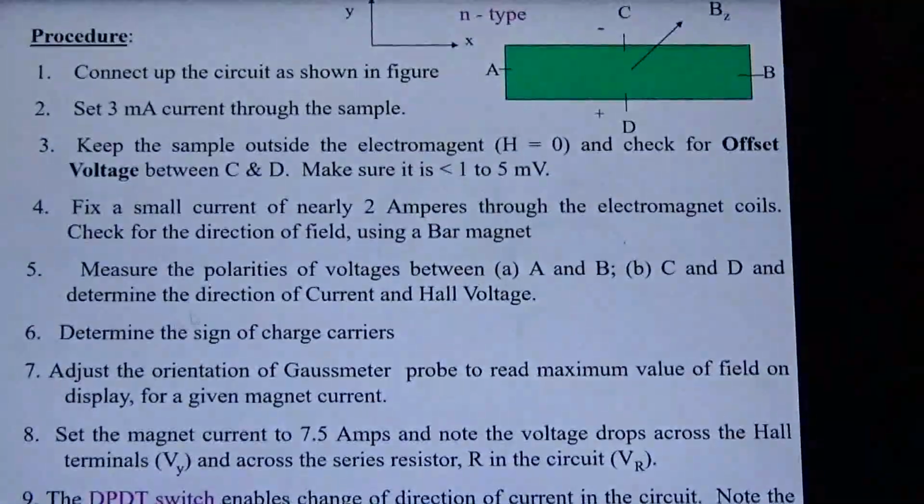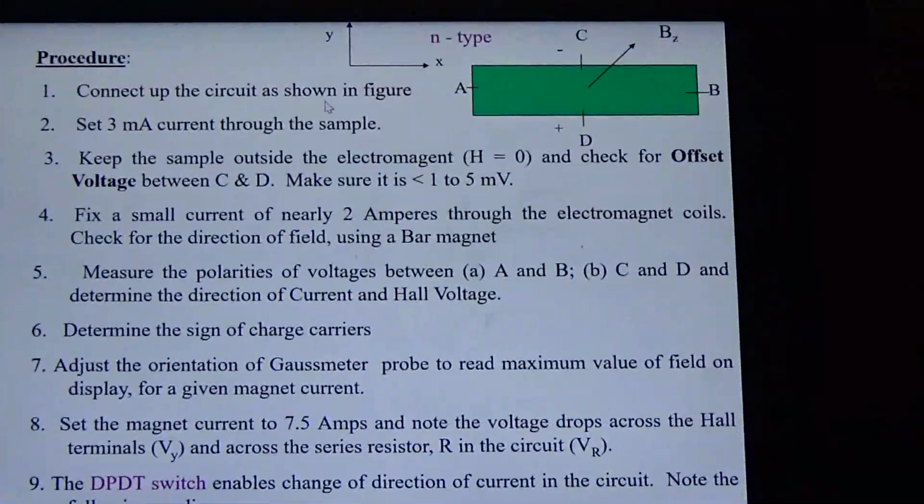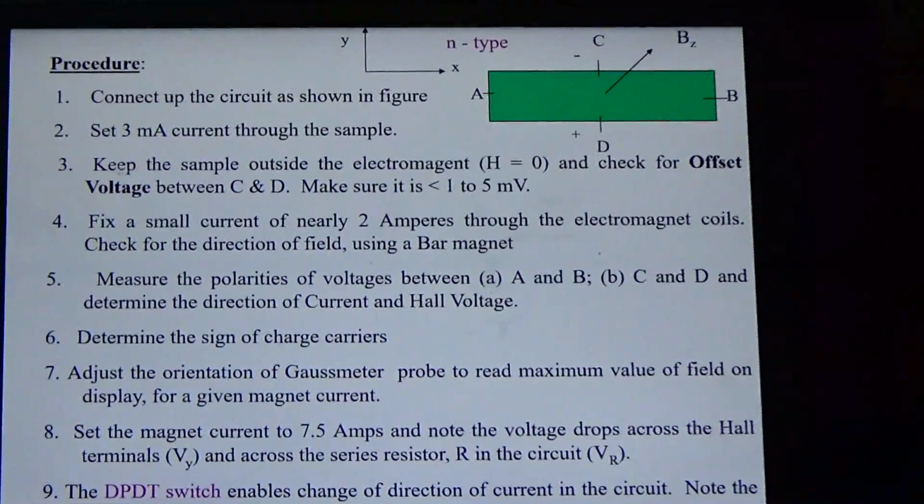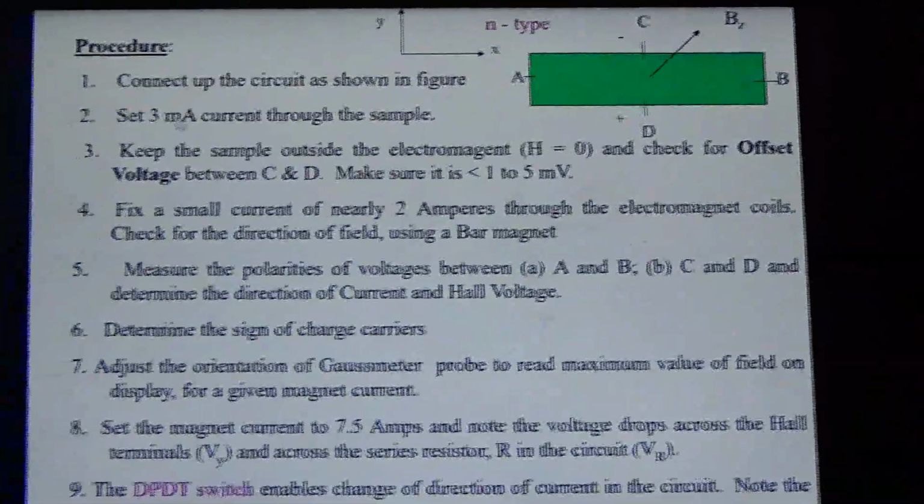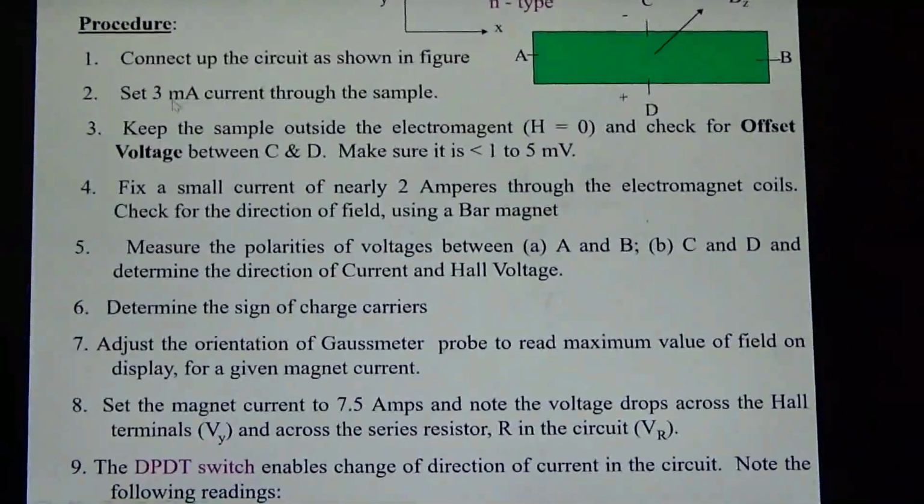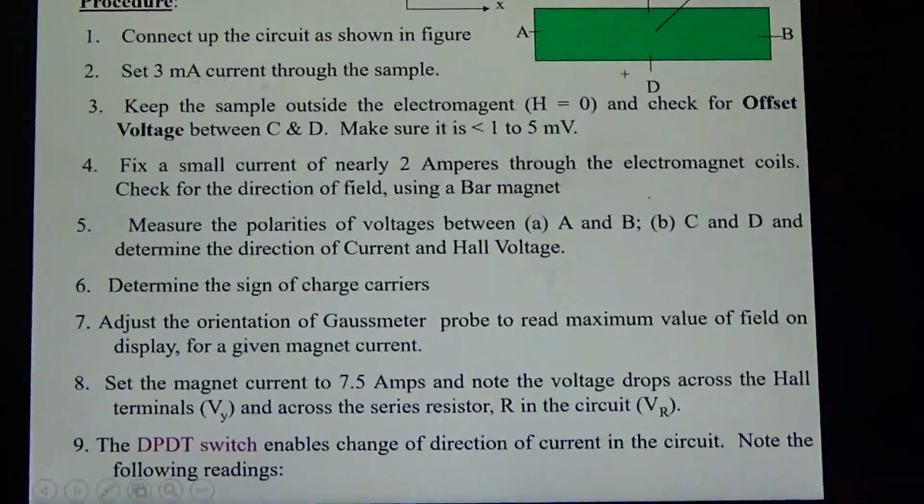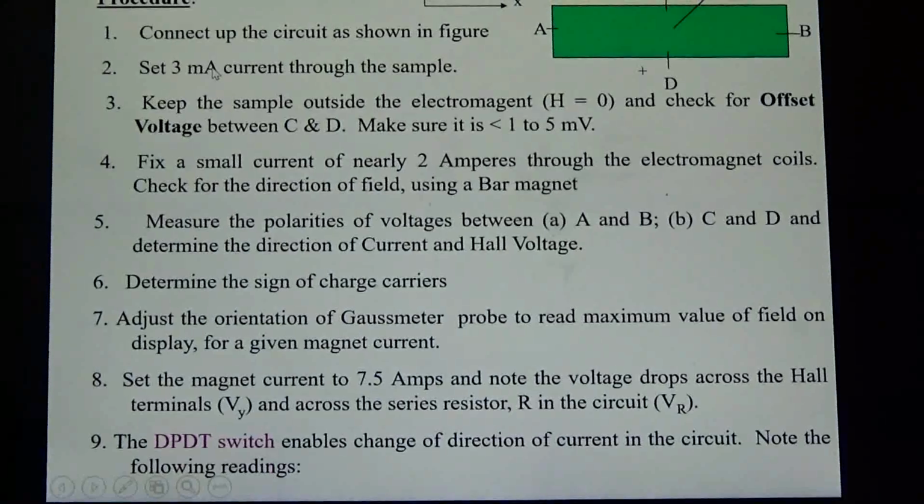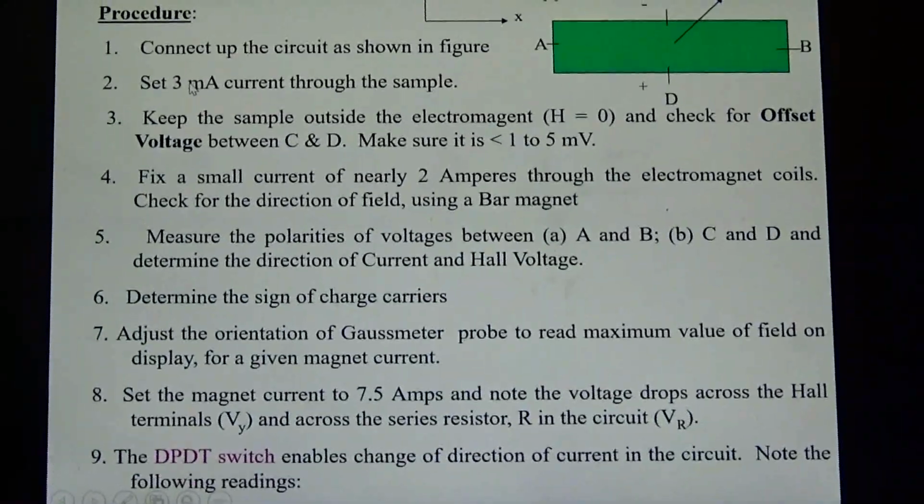So the procedure is very simple. You have to connect the circuit. I'll show you in a minute. Set something like 3 milliamps to set up the electric field. So you set up some current through the sample, and this current remains constant throughout the experiment.